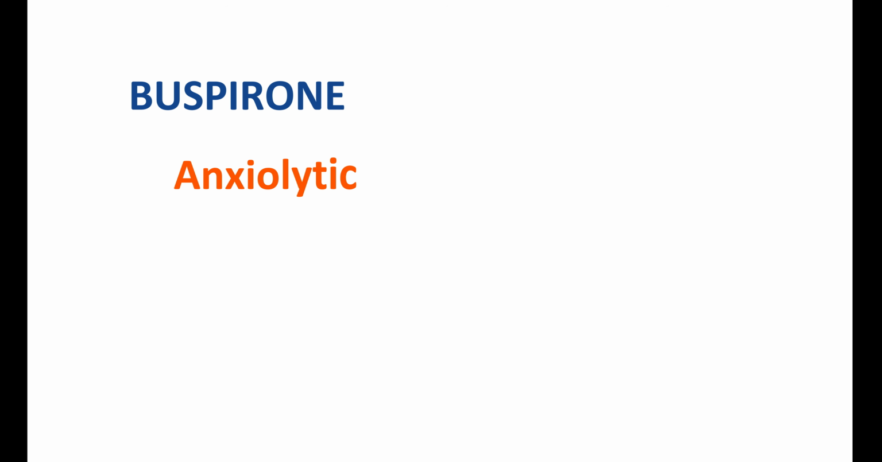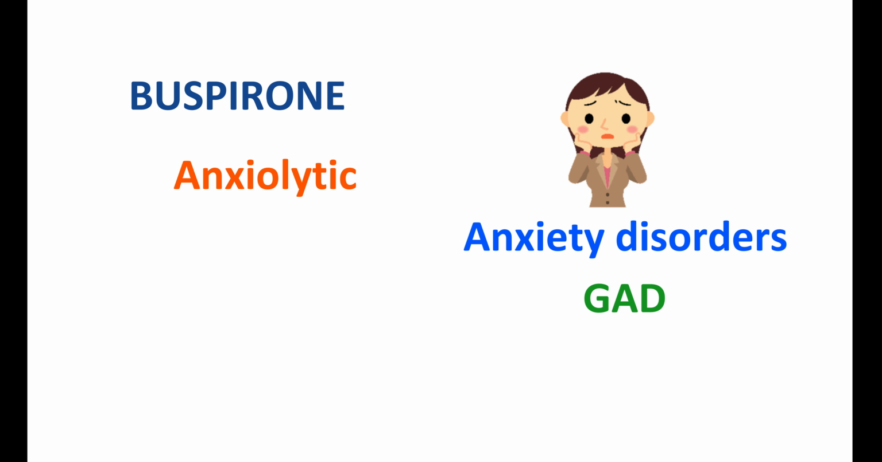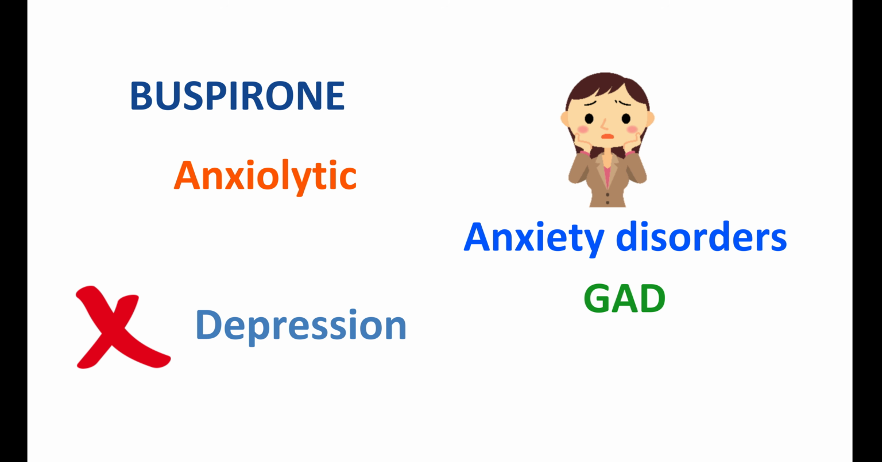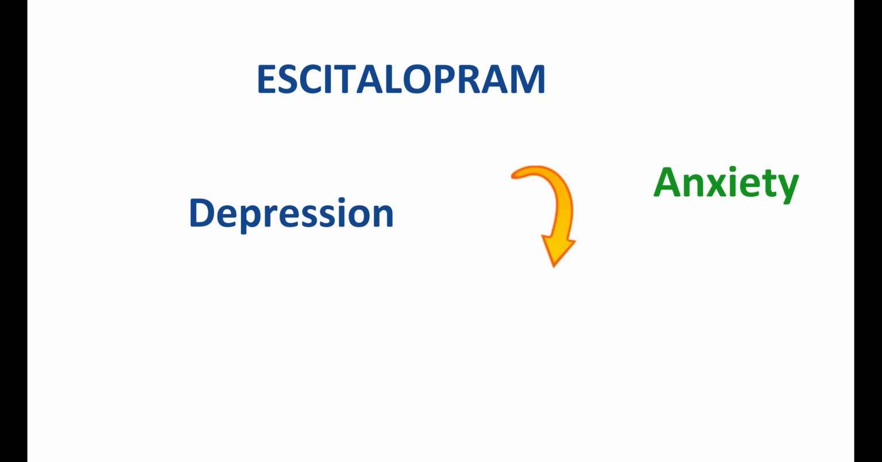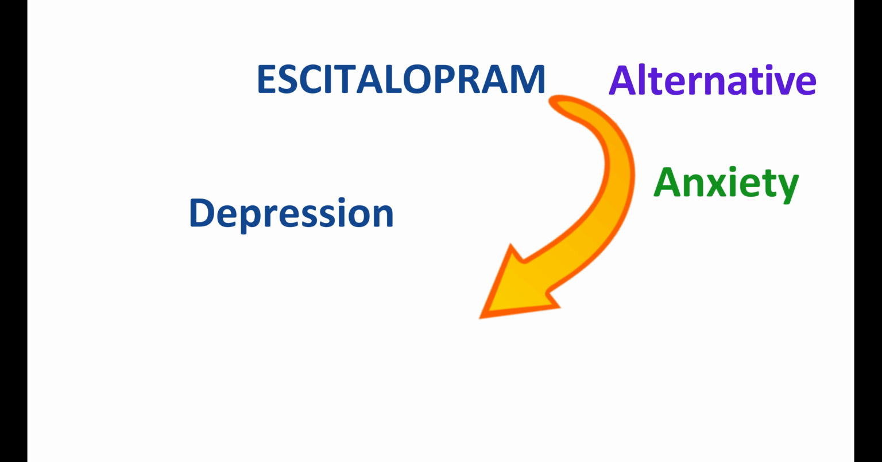On the other hand, Buspirone is purely anxiolytic. It is particularly used to treat anxiety disorders like generalized anxiety disorder. However, it is not used to treat depression. So Buspirone is an anxiolytic without any antidepressant activity. Escitalopram can be used for treatment of both anxiety as well as depression. Therefore, it can be used as an alternative for Buspirone in the management of anxiety.